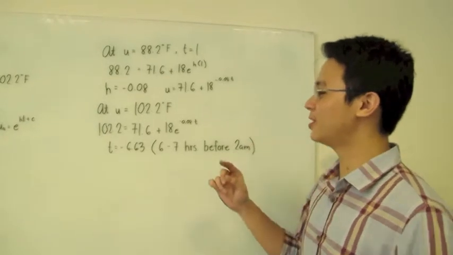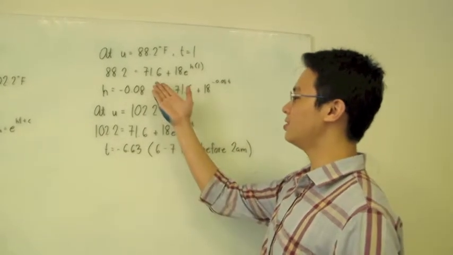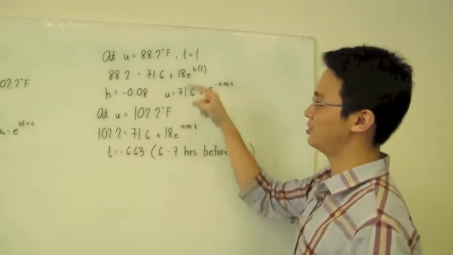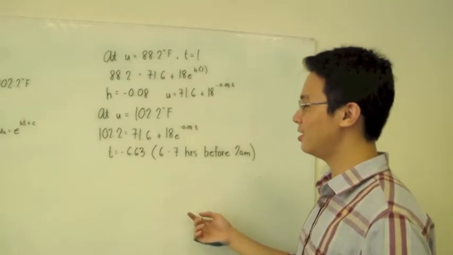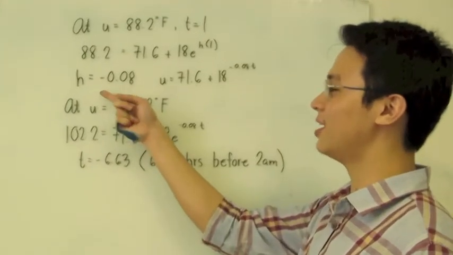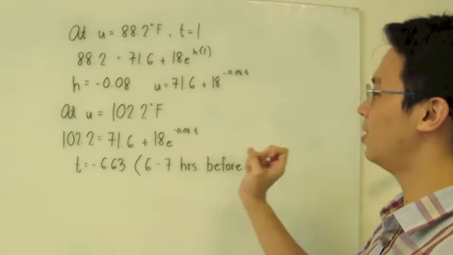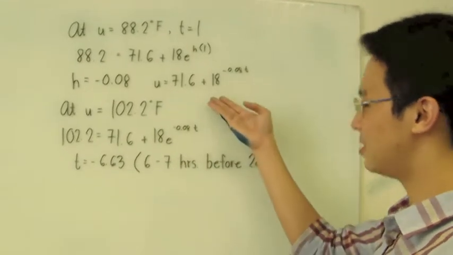So we substitute u again into the equation that we had, so it becomes this. Then we solve for h. Inputting this into our calculator, we get that h = −0.08. And since we have h, we input it into our original equation to give us this.